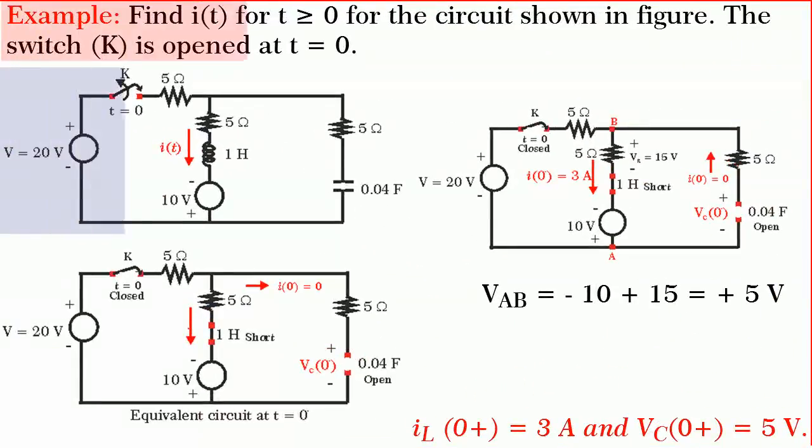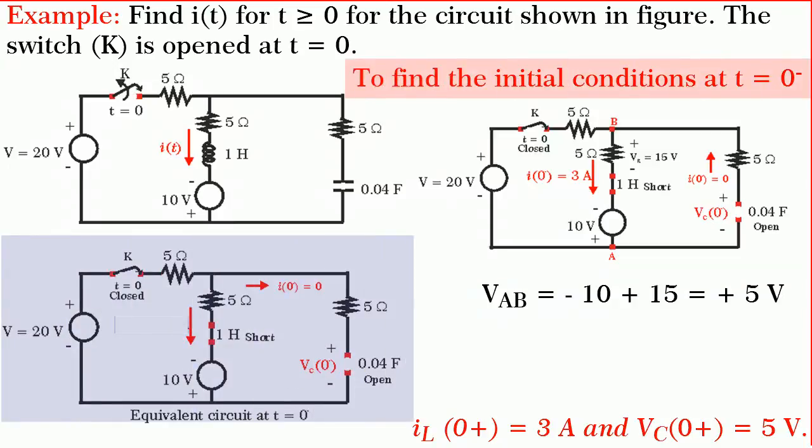Friends, here is a very interesting example to find i(t) for t greater than or equal to 0. Note that the switch K is opened at t equal to 0, meaning the switch is a normally closed switch. First, let us find the initial conditions.